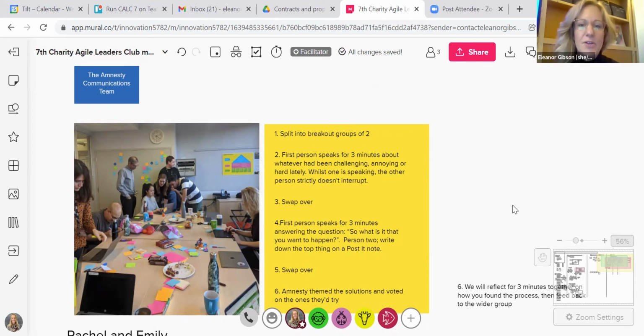Finally, those teams of 2 were brought back from their breakout groups and into the wider group, where all of those potential solutions they'd come up with, the answers to the question, what would you like to happen, were themed. The team then voted on which theme they'd like to take forward and identified a specific action that they would take as a team to achieve what they'd like to happen next. So that's an example of the constructive rant in action.